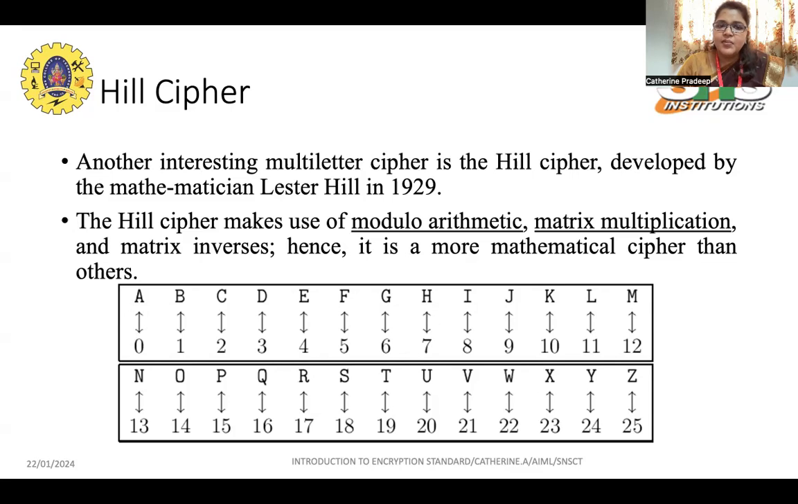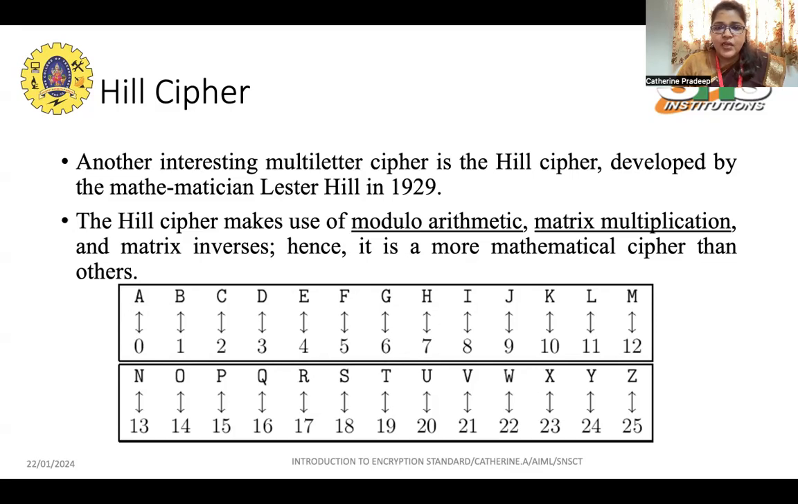It was developed by the mathematician Lester Hill in 1929. So you could understand how encryption goes way back to the 1920s. It makes use of modulo arithmetic, matrix multiplication and matrix inverses. Hence, it is a more mathematical cipher compared to other ciphers.